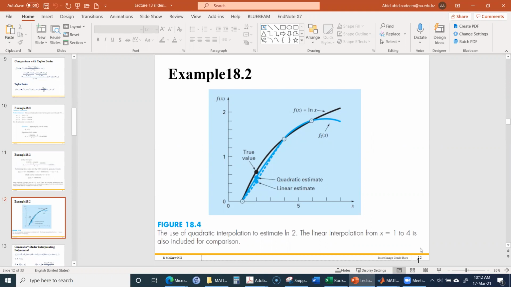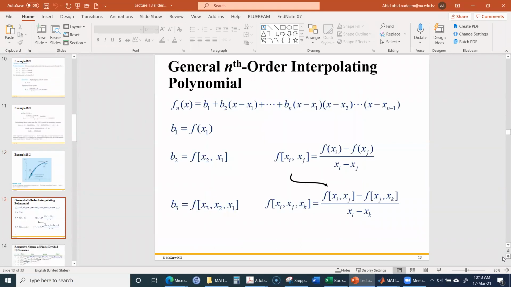So here we have this quadratic estimate. This blue curve is the quadratic curve which we obtained here, and this quadratic curve is better than this linear estimate. So we did the linear interpolation, we did the quadratic interpolation. So we can expand it for nth order interpolation. The approach will be the same. It will consist of finding the divided differences.